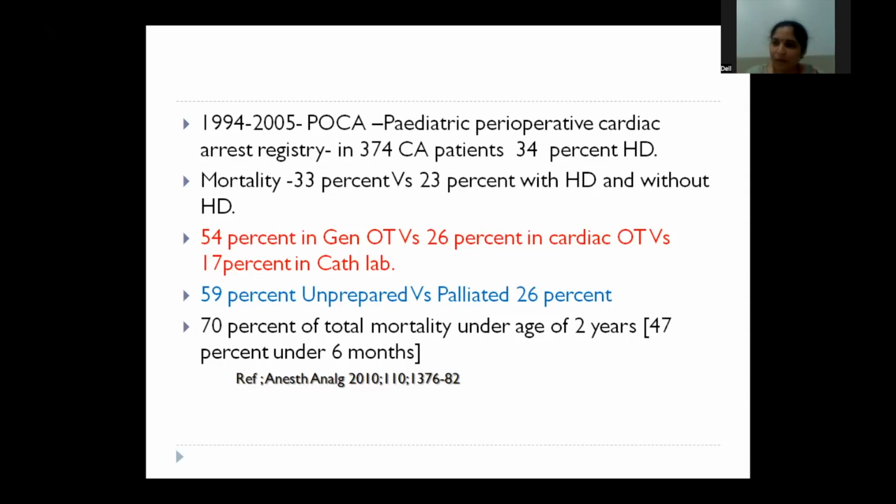Another entity about congenital heart disease lesions: the patients who come to us in practice either have disease which is not corrected, or they are palliated, or they are fully corrected. The mortality is more in uncorrected diseases, like 59%, compared with palliated patients, that is 26%. 70% of the cardiac arrests occur under the age of 2 years. So in short, a patient having congenital heart disease, less than 2 years and uncorrected, has a high mortality, and we should be cautious.